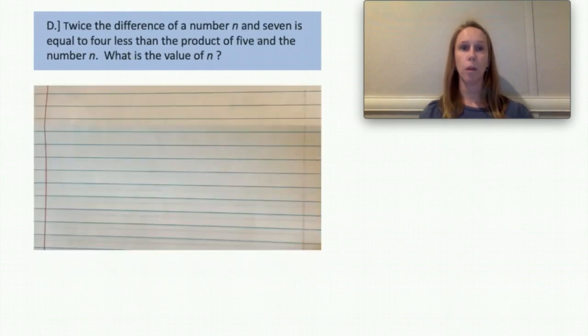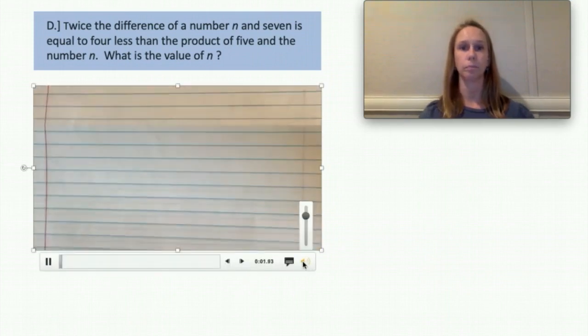For your 4th problem, we have a statement that we need to interpret in order to write the equation. So twice the difference of a number, which we're going to call n, and 7, is equal to 4 less than the product of 5 and the number n. Then we have to solve for n to figure out the value of n.